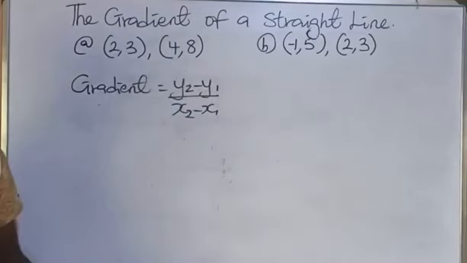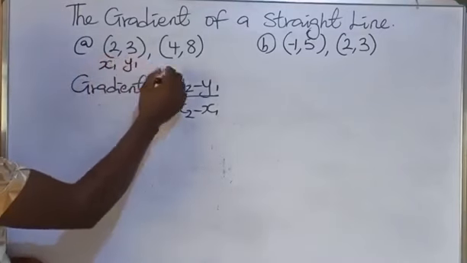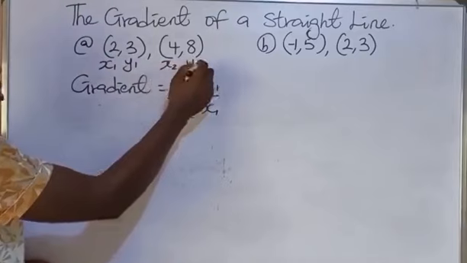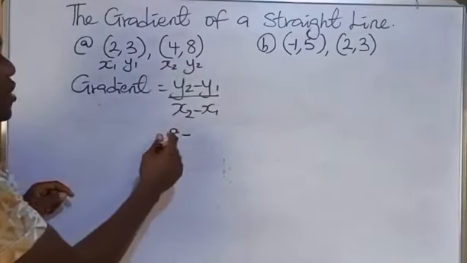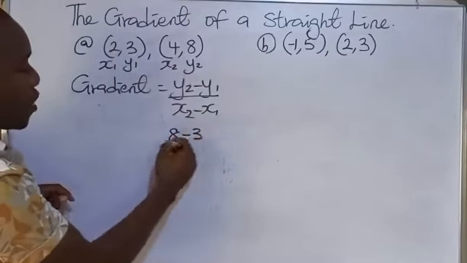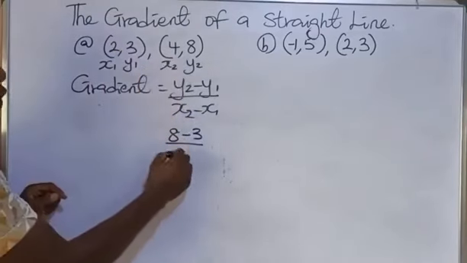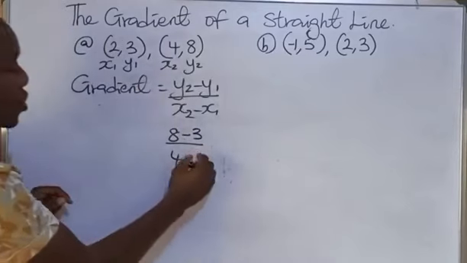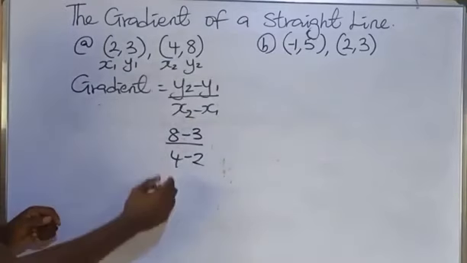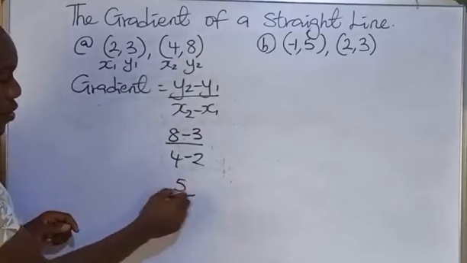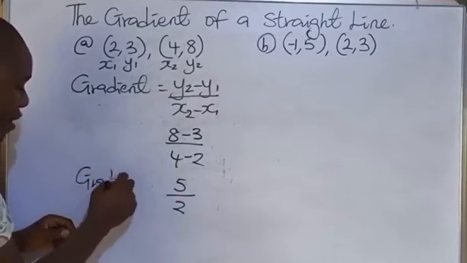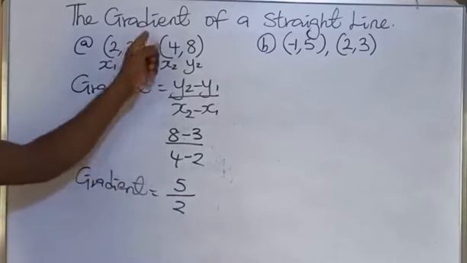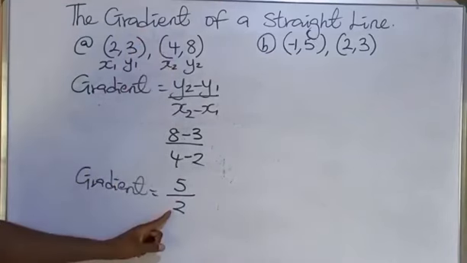So when you know your formula, all you need to do is to be able to identify your x1 and your y1, your x2 and your y2, and then you substitute. So my y2 is 8, so I have 8 minus my y1 is 3, all over my x2 is 4, minus my x1 is 2. So I solve simply. 8 minus 3 is 5, and then over 4 minus 2 is 2. Therefore, the gradient of any line that will pass through these 2 points is 5 over 2.